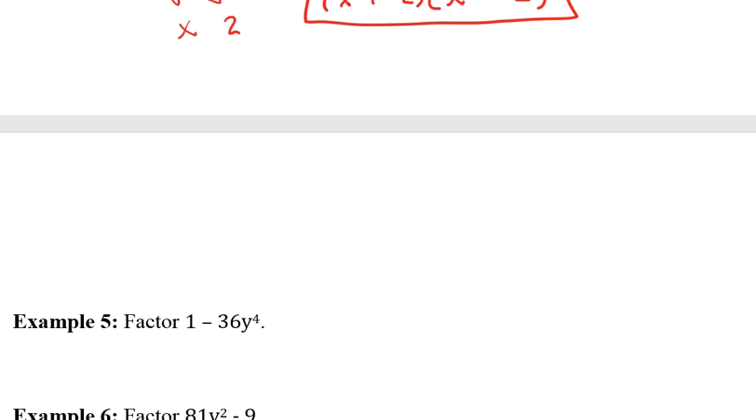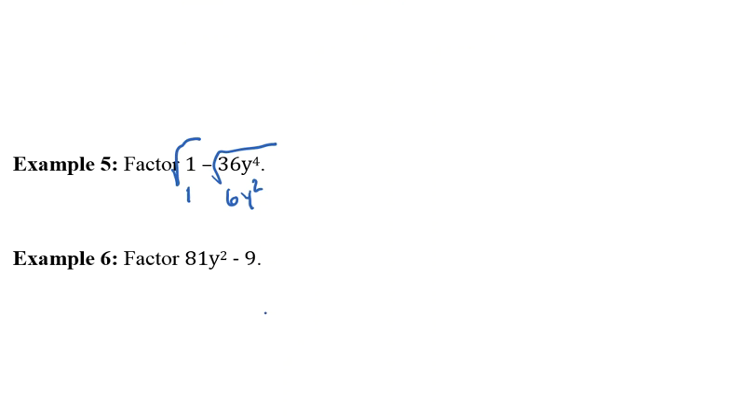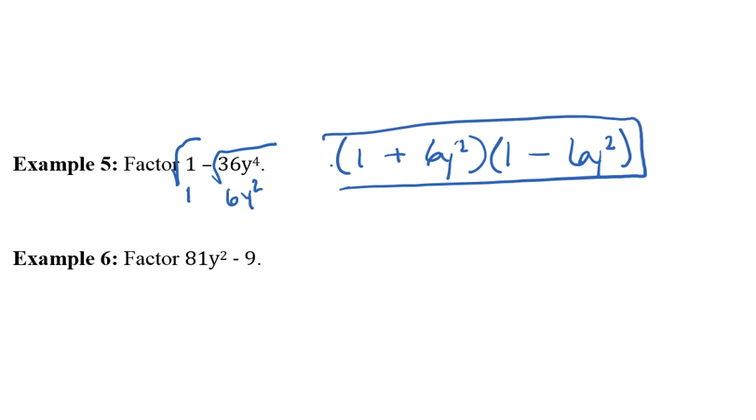So I'm going to go ahead and try that on the next one. Square root of 1 is 1. Square root of 36y to the 4th, square root of 36 is 6. If we split y to the 4th into two groups, we get y squared. And it's a minus sign in the middle. Since it's a minus sign in the middle, it is what I'm looking for. So it's 6y squared and 1 and 6y squared. One's a plus, one's a minus.